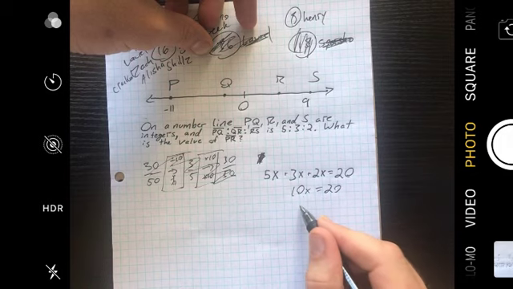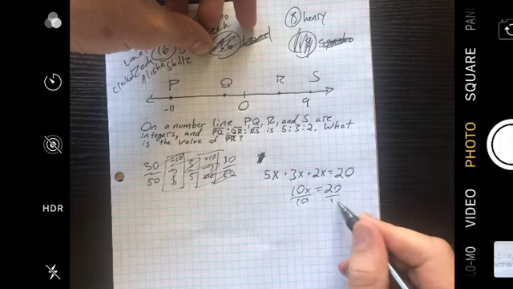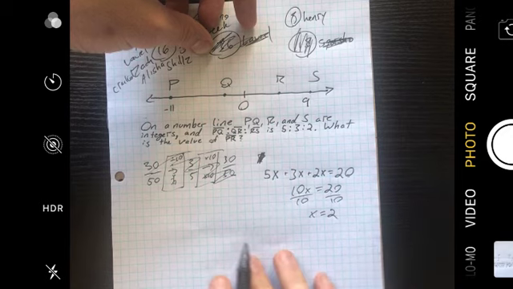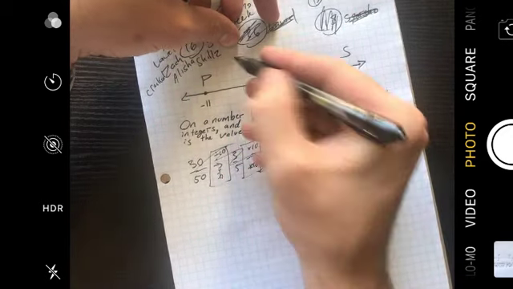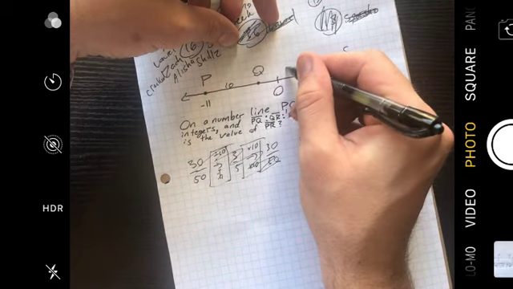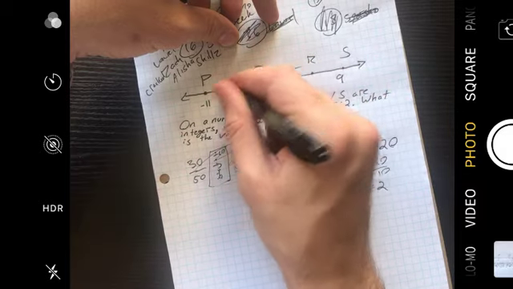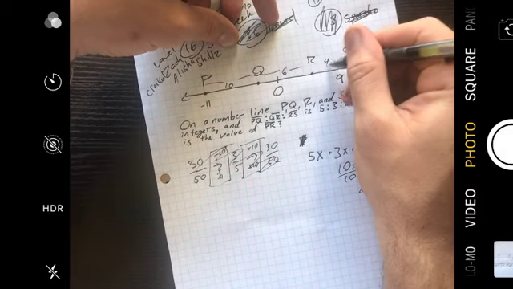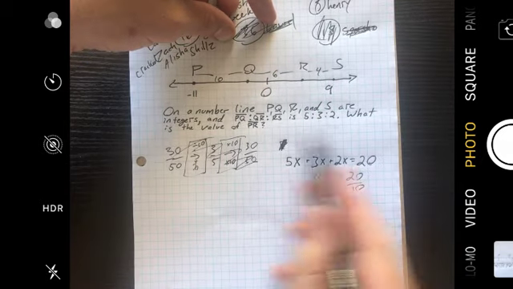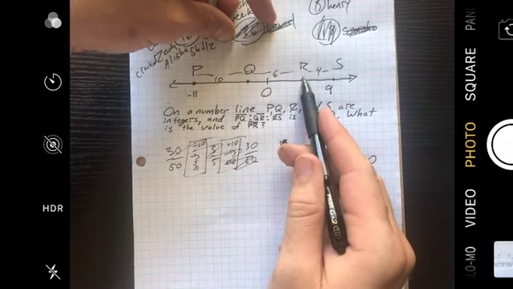So that means our multiplier, if we're going to divide both sides by 10, that multiplier we were talking about is 2. So that means that this here isn't 5, this here is actually 10. This here isn't 3, this is actually 6 in between here. And this isn't actually 2, it's 4. And yeah, that adds up to 20, so we're good to go. So the value of PR, we got 10, 6.